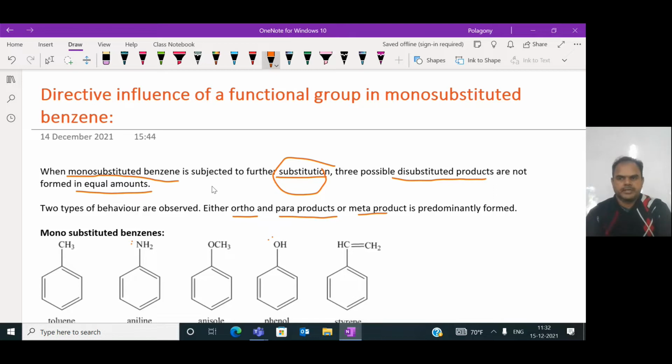Then what could be the reason? Why are ortho, para, and meta products predominantly formed in unequal amounts? So let us look into how the functional group has its influence in monosubstituted benzene in detail.